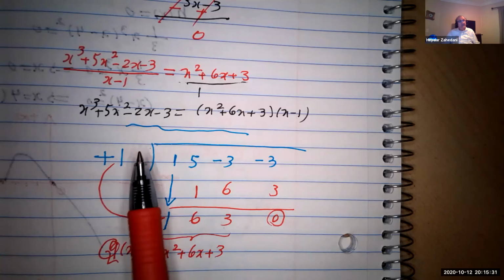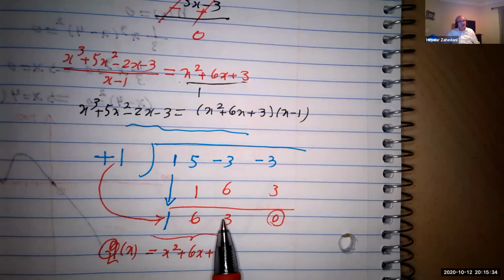And if you start with the x cubed, so this must be x squared. So that gives x squared plus 6x plus 3. If there is any number, that would be the remainder. Otherwise, that's going to be the case. Okay, any question? So let's try one.